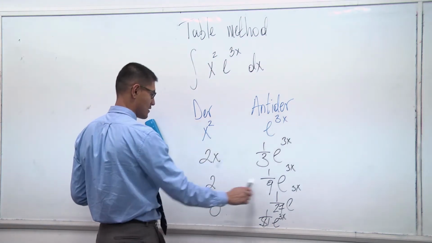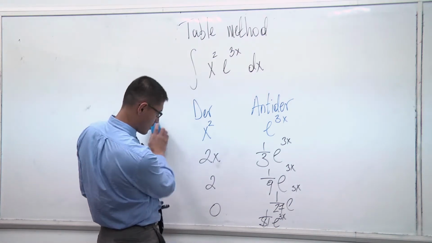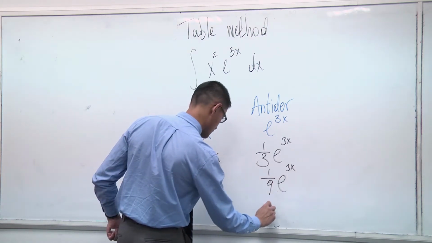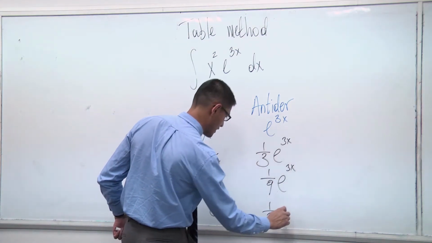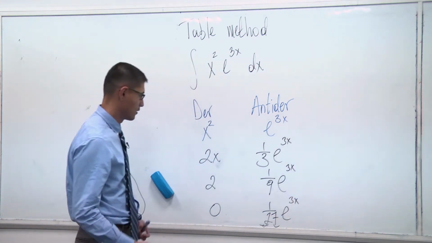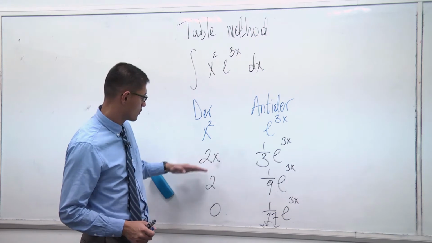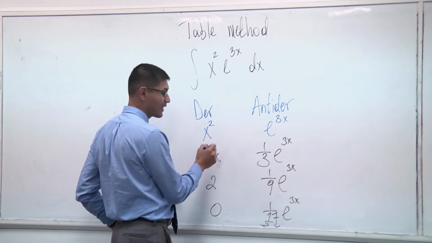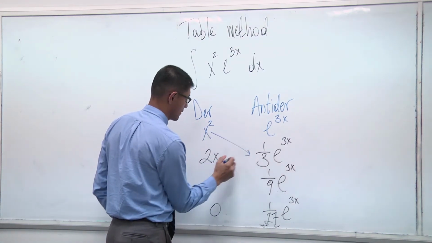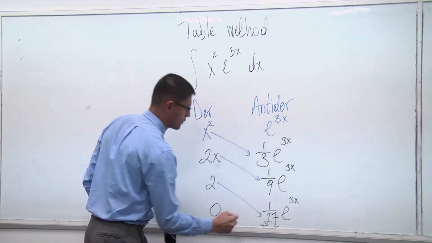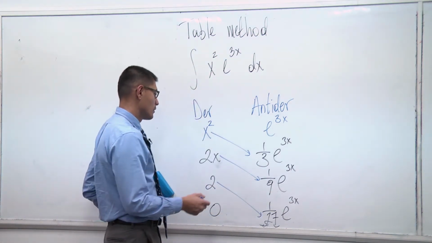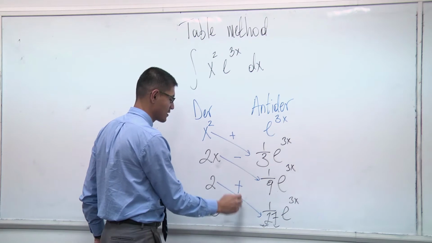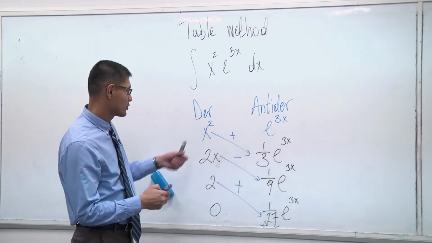So this is the first row, this is the second row. Okay, so I guess we don't need 1 over 81. So 1 over 27 e to the 3x. Okay, so now first row, second row, third row, fourth row. Now what you do is you draw diagonal arrows like this. And then we put signs starting with plus and then alternating. Plus, minus, plus, and then if you need, you can put another minus.